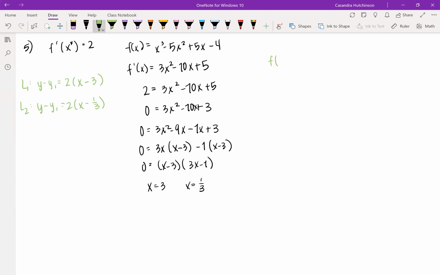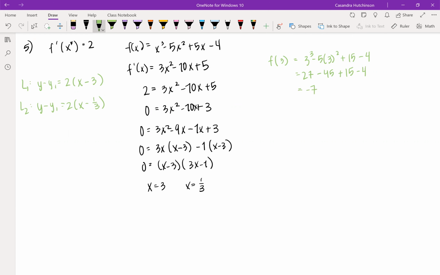So what is the y coordinate when x equals 3? That's 3 cubed minus 5 times 3 squared plus 15 minus 4. 27 minus 5 times 9 is 45, plus 15 minus 4. Negative 45 plus 15 is negative 30. Negative 30 plus 27 is negative 3. Negative 3 minus 4 is negative 7.